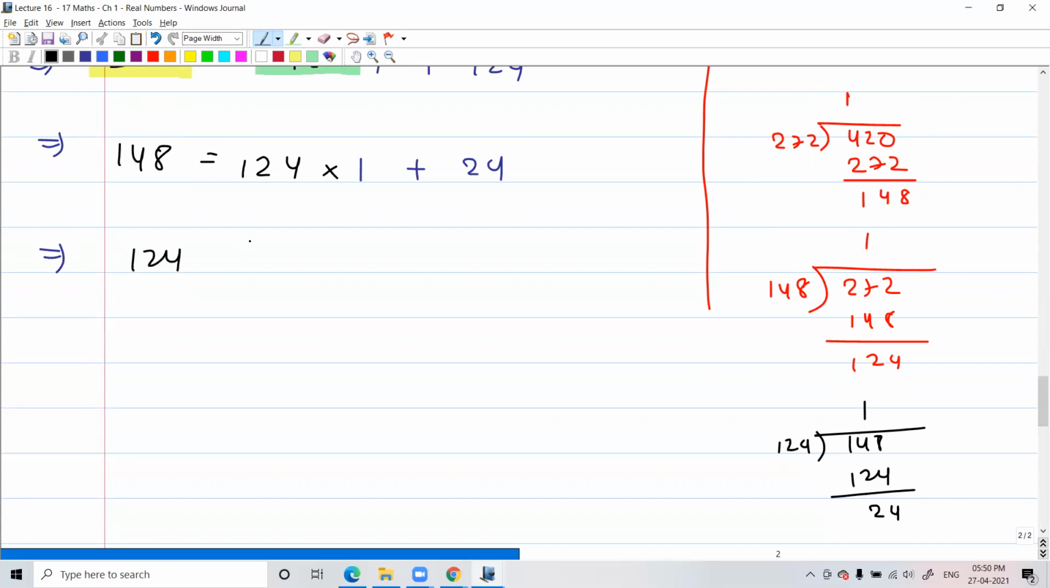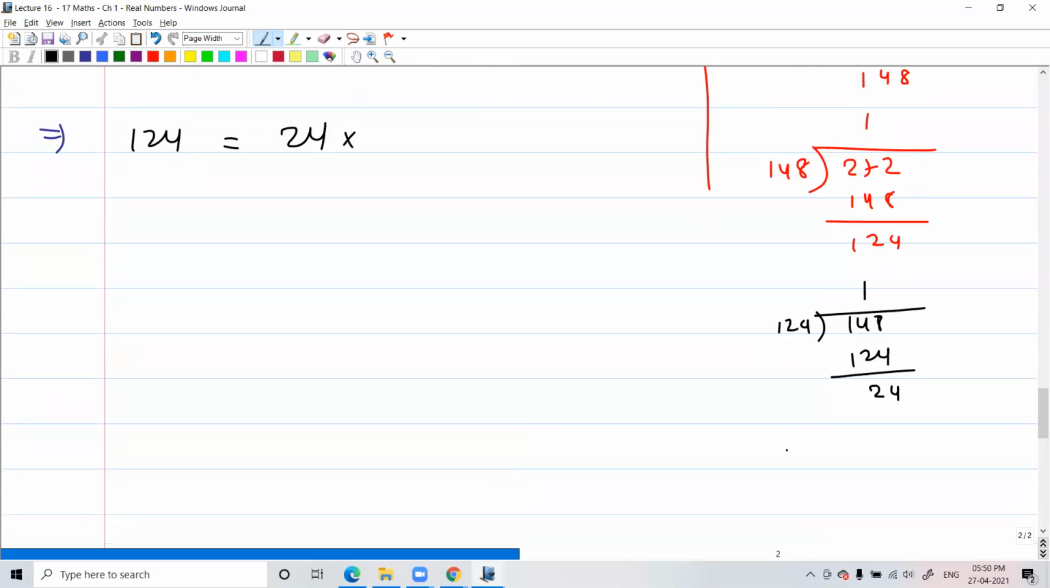Now this time it's 124. This is 24 into what? 5, sir. 5 times. How much is that? Remainder 4, sir. So 24. Sir, after getting the remainder 0, what should we do, sir? Yes, you will see that. Have patience.